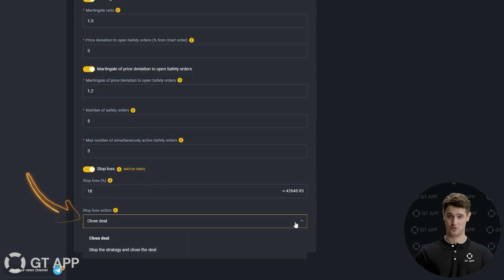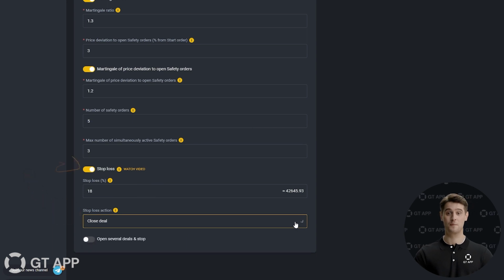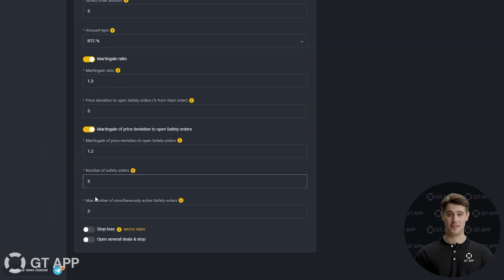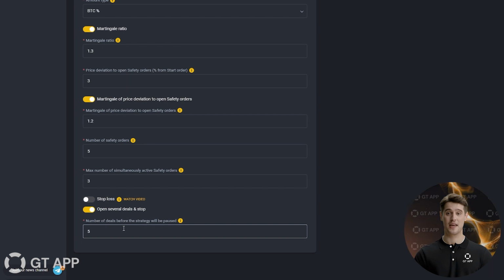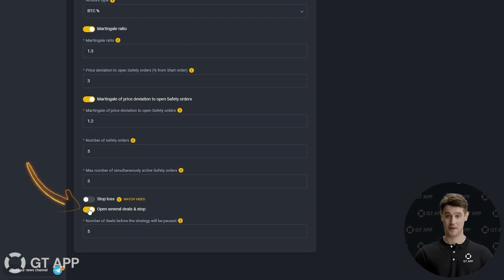You also need to choose what will happen if the trade is closed via stop loss. The strategy can continue to work or stop. Finally, the last switch is to stop after several deals. If enabled, the strategy will stop after a specified number of trades. This function can be useful when testing a new strategy, but don't forget to turn the strategy back on later.